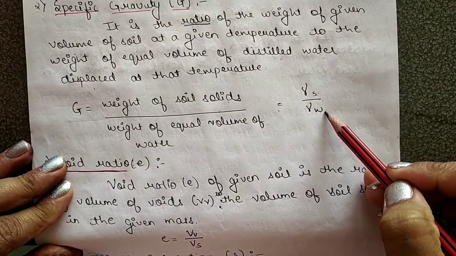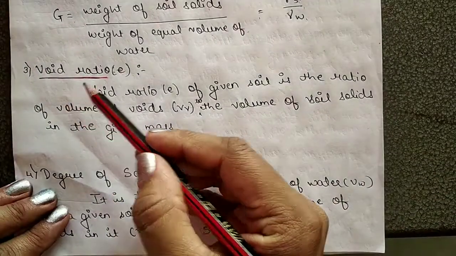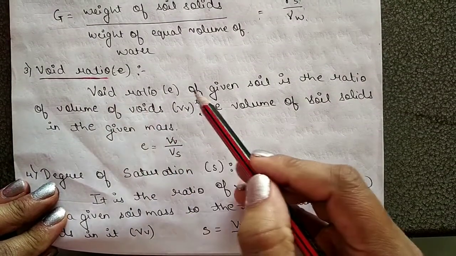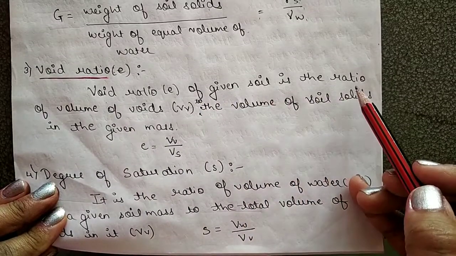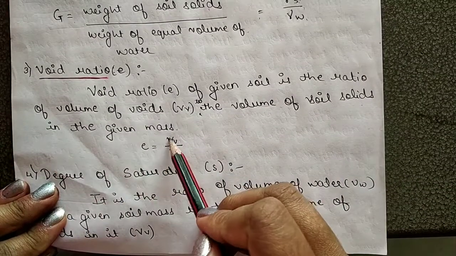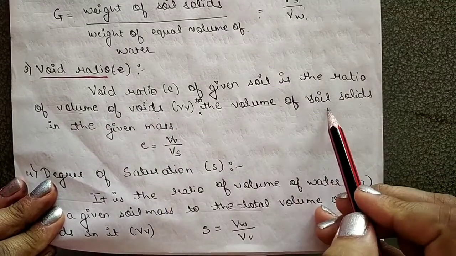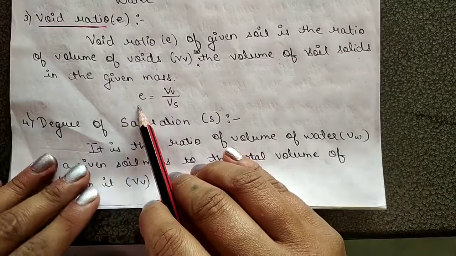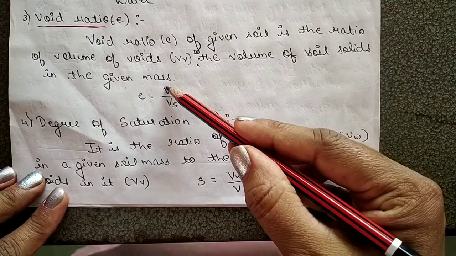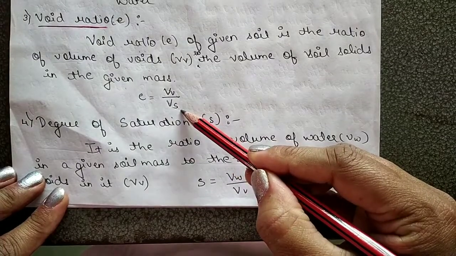The third one is void ratio. Void ratio is denoted by small letter e. The definition is that the void ratio of a given soil is the ratio of volume of voids to the volume of soil solids in the given mass. The formula for void ratio is e equals Vv, which means volume of voids, divided by Vs, which means volume of soil solids.